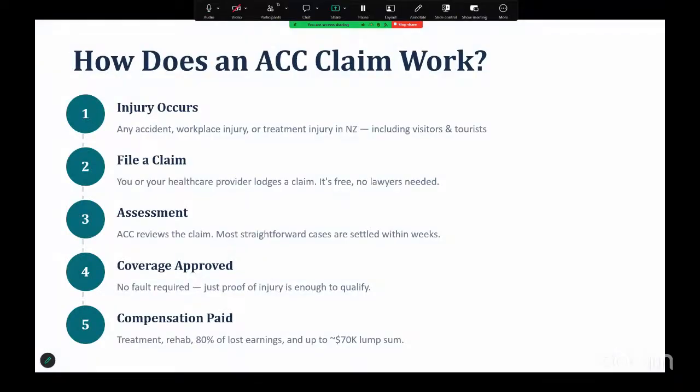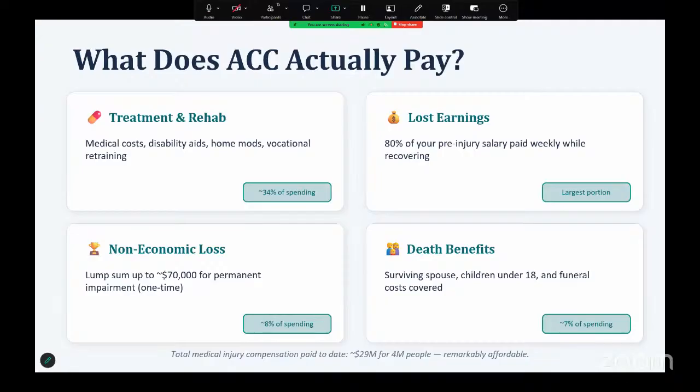So let's go. As I mentioned, how does ACC work? You show them you have an injury, you file a claim, and within 2 to 3 weeks, I believe, you will actually get your coverage. You'll get compensated. So what do they compensate?